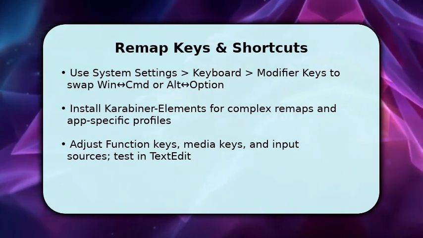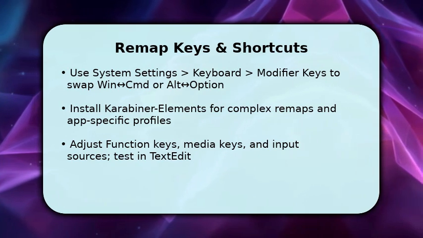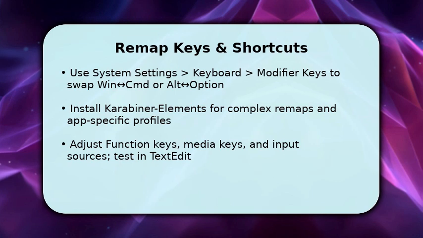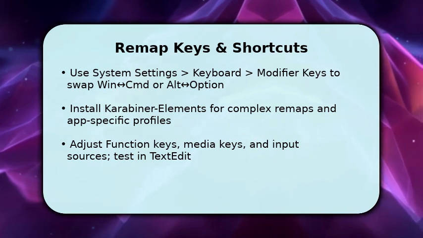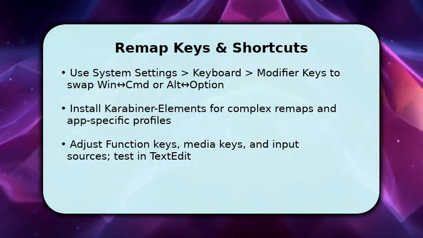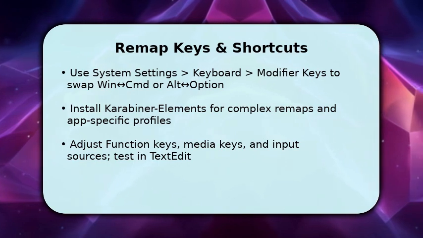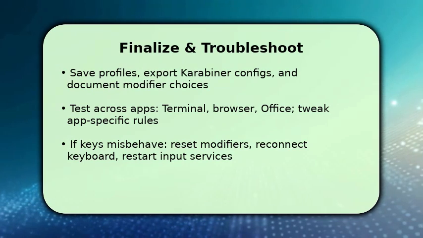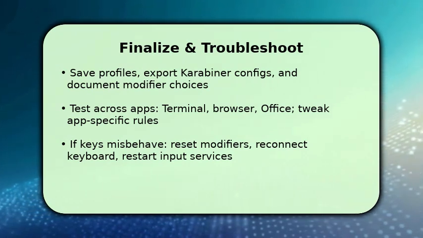After configuring, test common shortcuts in TextEdit and Finder to confirm copy, paste, and Windows shortcuts act like a Mac. Make incremental changes rather than all at once. Finish by exporting your Karabiner profile and noting the modifier mapping so you can restore it later. Make a simple checklist of the changes you made.